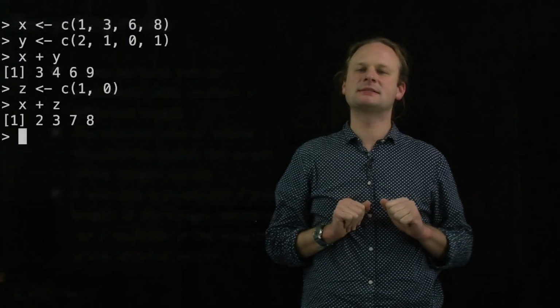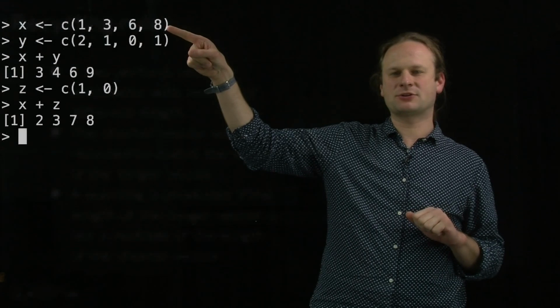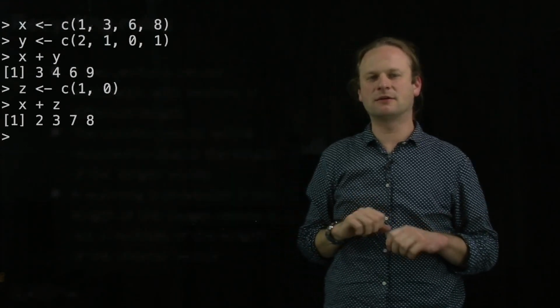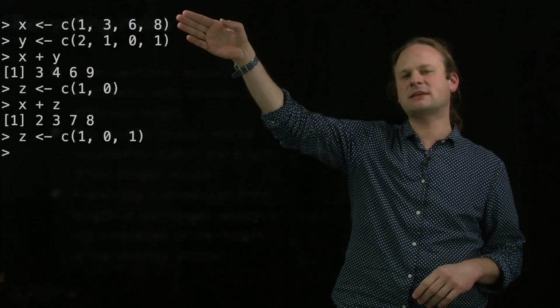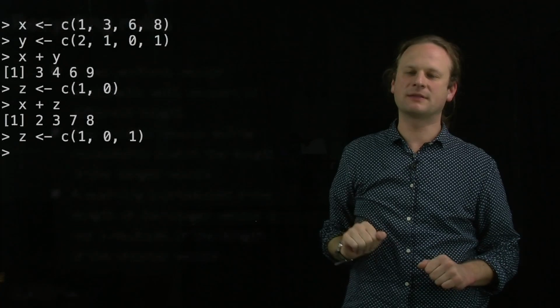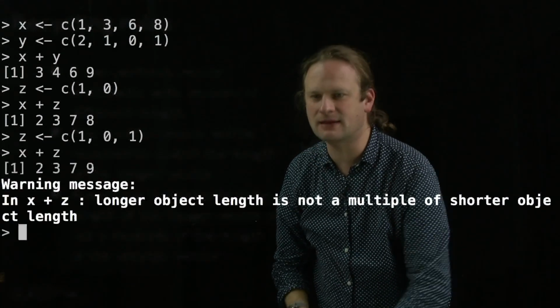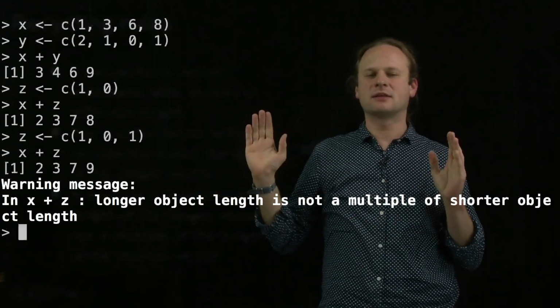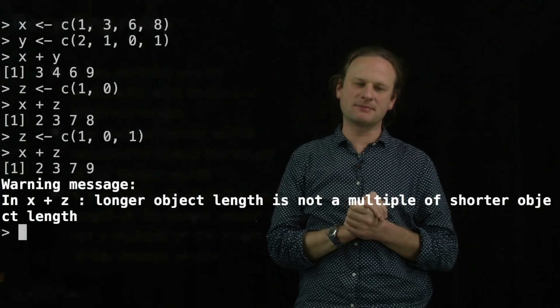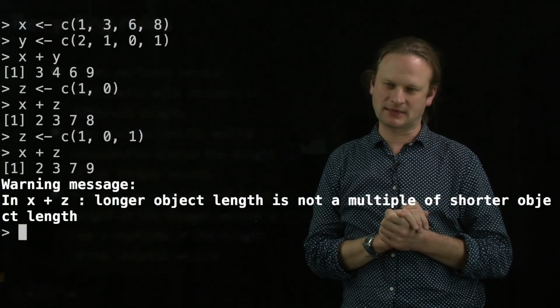So what happens if the longer vector is not a multiple of the length of the shorter vector? Let's try this out. So let's redefine z such that it is a vector of length 3. Now, the length of x, 4, is not a multiple of the length of z. If I now ask R to calculate the sum of x and z, R produces a warning message saying the longer object's length is not a multiple of the shorter object's length.